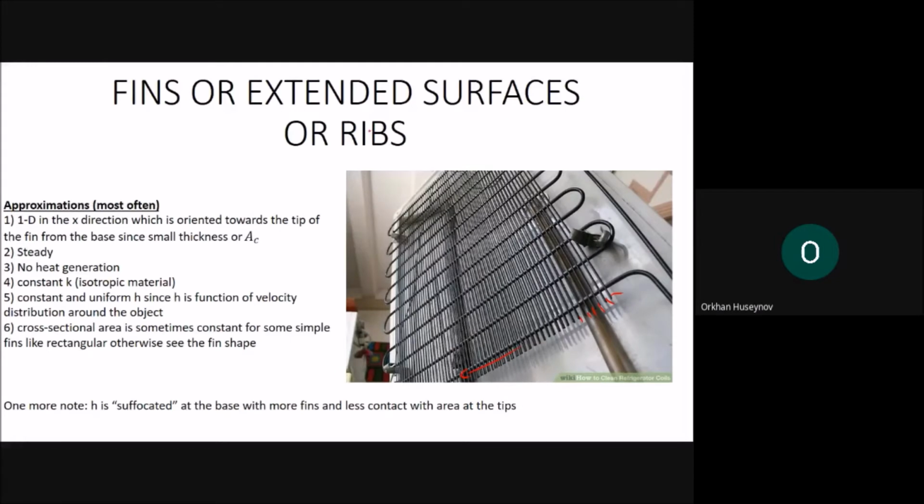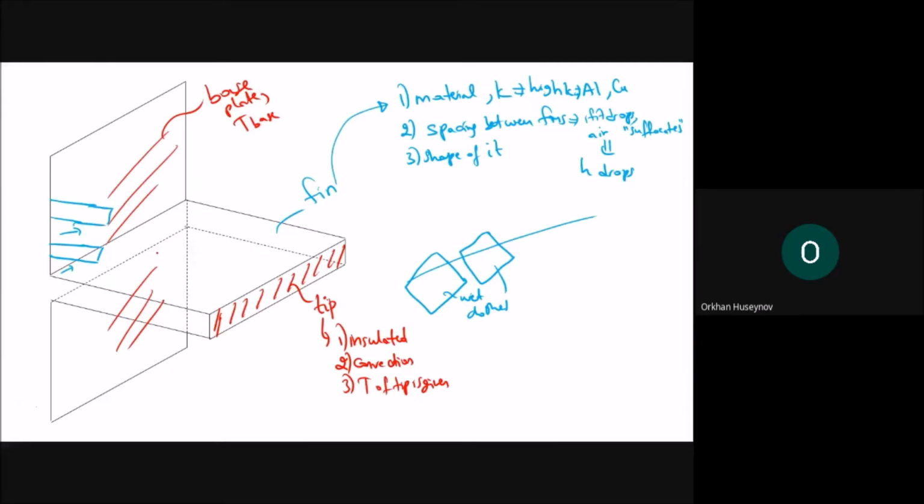And for using fins or extended surfaces or ribs, we use different approximations. I've listed the most common approximations here. The first famous approximation is that heat transfer is one-dimensional in the x direction, oriented from the base towards the tip of the fin, since the thickness is small. So let me go back to here. It is one-dimensional, and the heat transfer happens only in that direction. If it is y, q dot y is approximately 0, but q dot x is dominant.